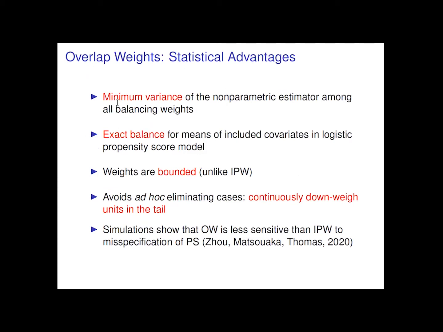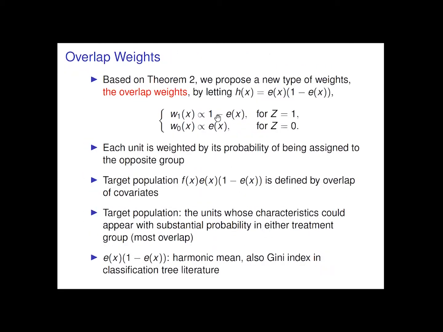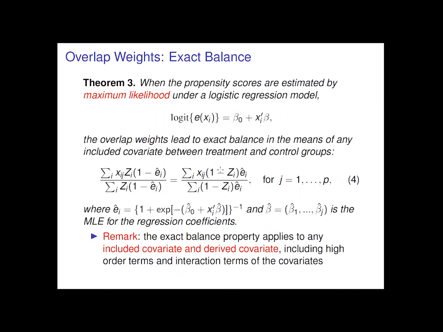First, by the derivation, it has minimum variance among all balancing weights for the nonparametric moment estimator, and it gives you exact balance. And a nice thing about these weights is that they don't involve the inverse. So it's bounded between 0 and 1. You will never have extreme weights. When you have extreme propensities, it will only gradually downweight, toward 0, instead of blowing up your weights.